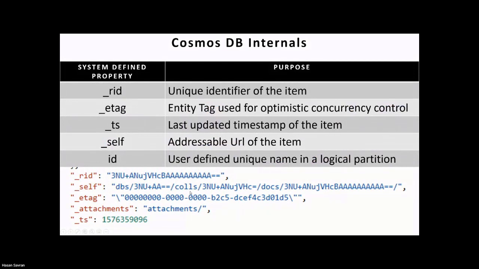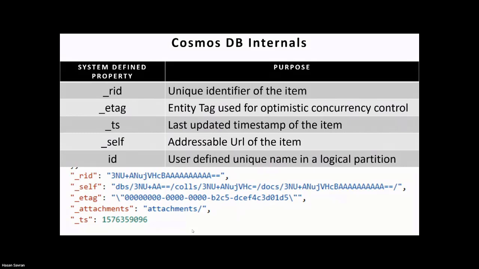We have, as I said before, some system-defined properties, and those properties are there for every document. I guess we can compare them to SQL Server's virtual columns. You don't see them, but they are there. At the bottom of the page, you can see what they look like. RID is the first one, and that's the resource ID. It's a unique identifier of the item.